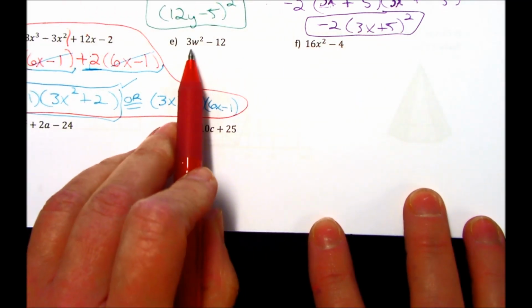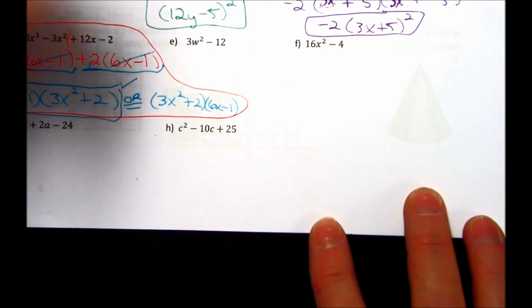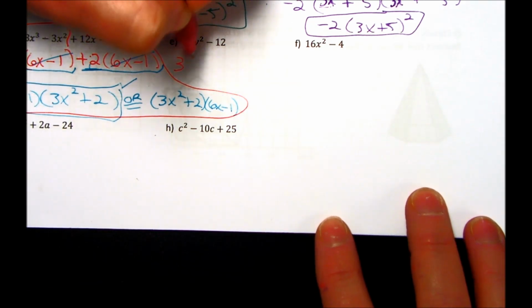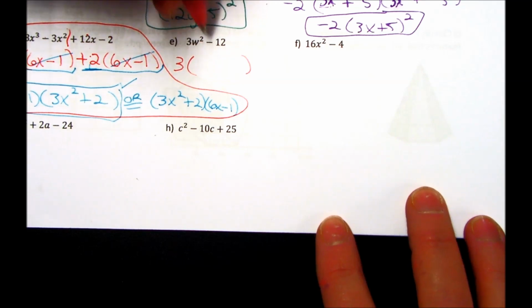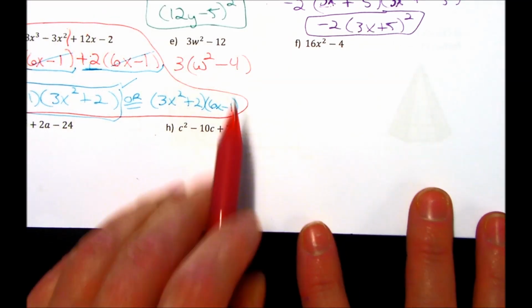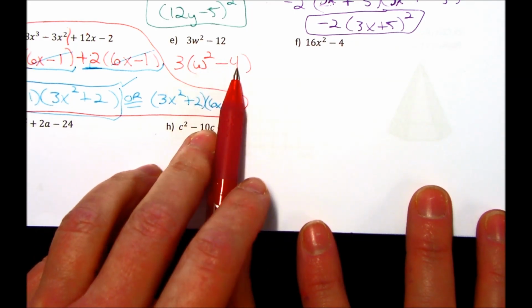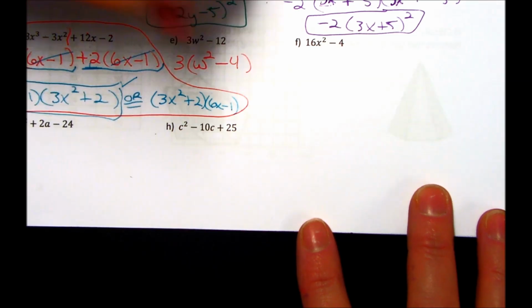You're going to, first of all, look for a common factor. So both of them have a common factor of 3. So I'm going to factor that out. And when I divide each of these terms by 3, I'm left with w squared minus 4. Well, w squared minus 4 is a difference of 2 squares. So that can be factored again.